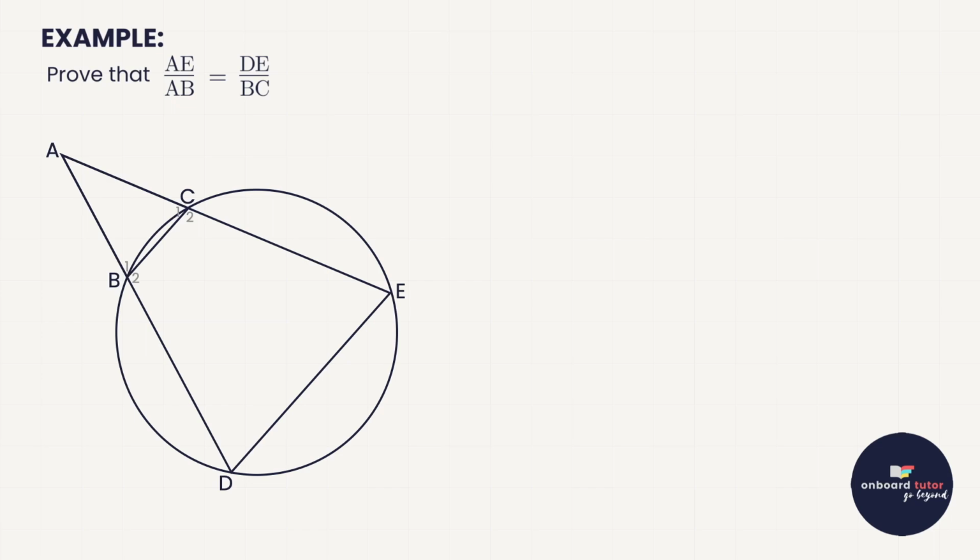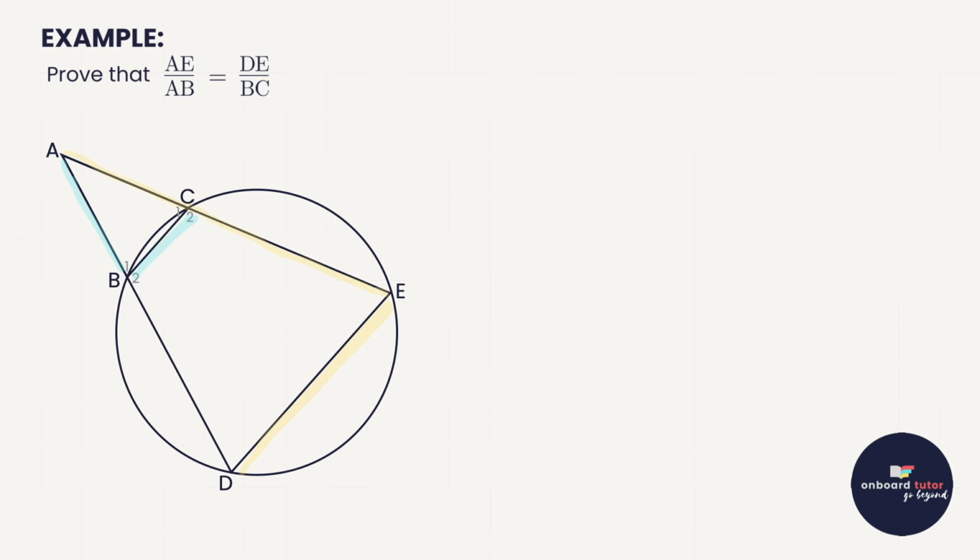Prove that AE, so that's this whole side here, over AB is equal to DE, that's this one here, over BC, that one there. I like to do that because it just helps me to think, what am I working with? And generally when stuff like this is given to us without any other proportion, our mind should jump to let's prove similar triangles.